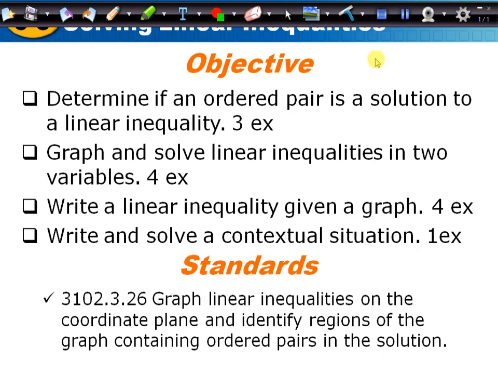Today's lesson is 6-5. Our objectives for today are to be able to determine if an ordered pair is a solution to a linear inequality. We want to be able to graph and solve linear inequalities in two variables, and we want to write a linear inequality given a graph, and finally write and solve a contextual situation.